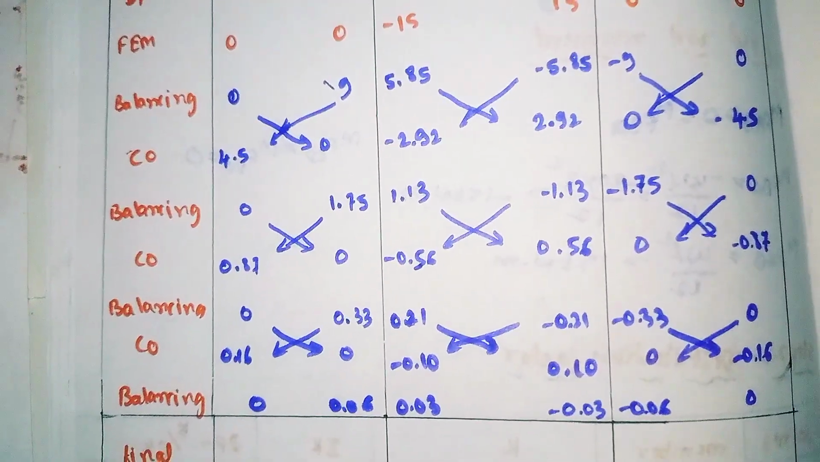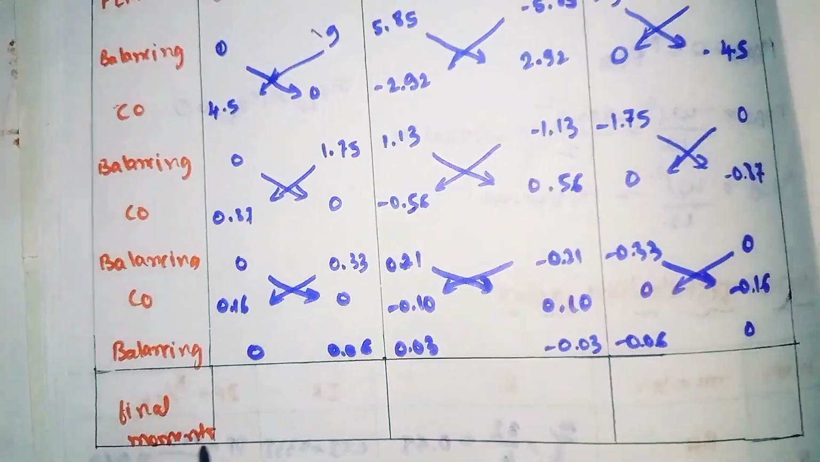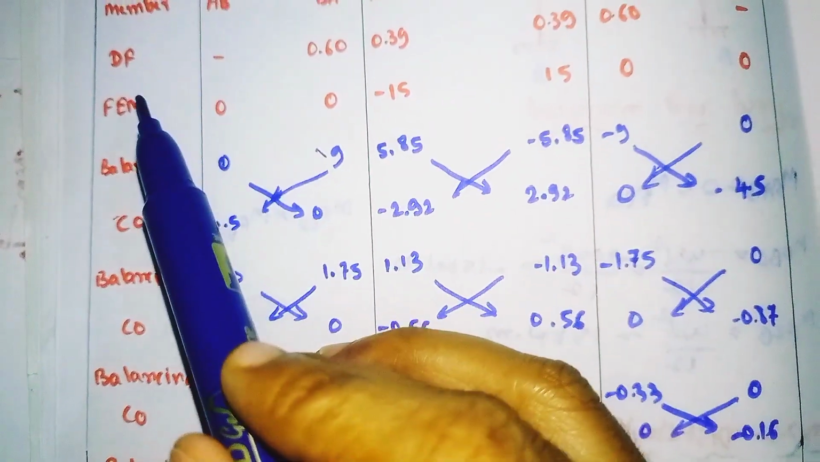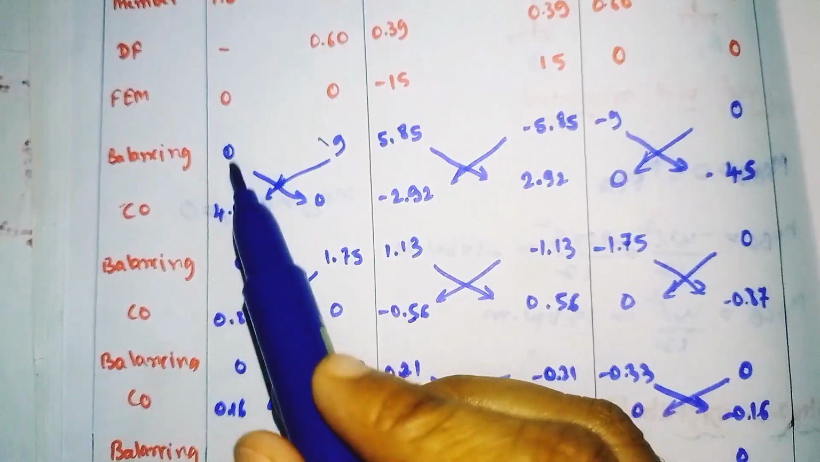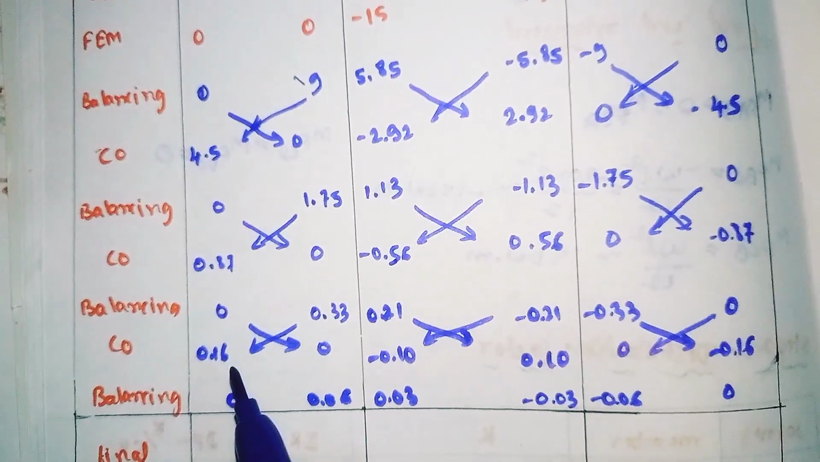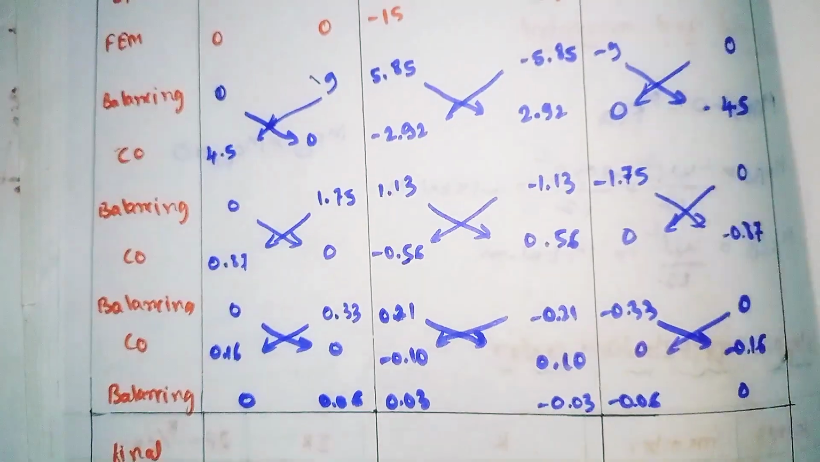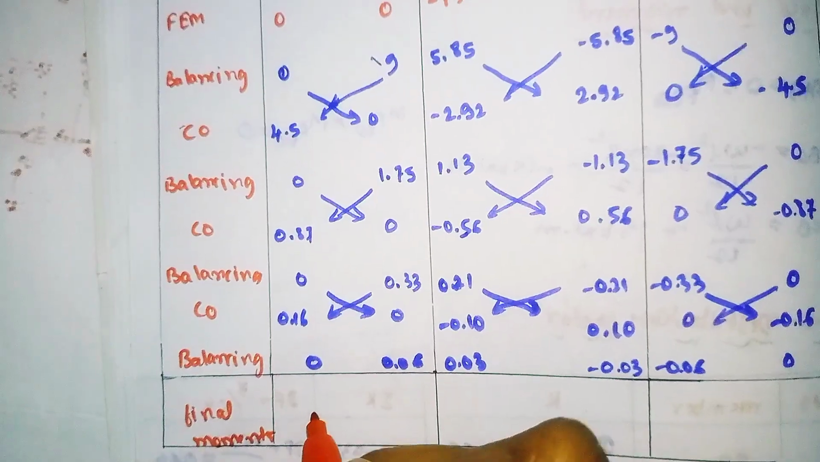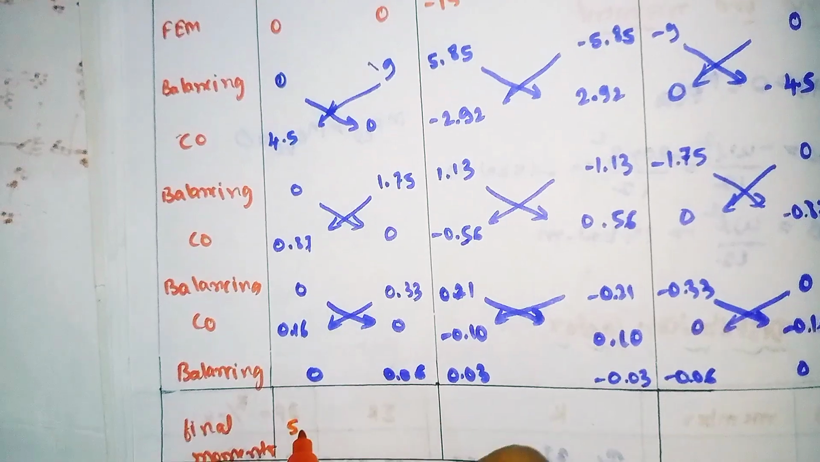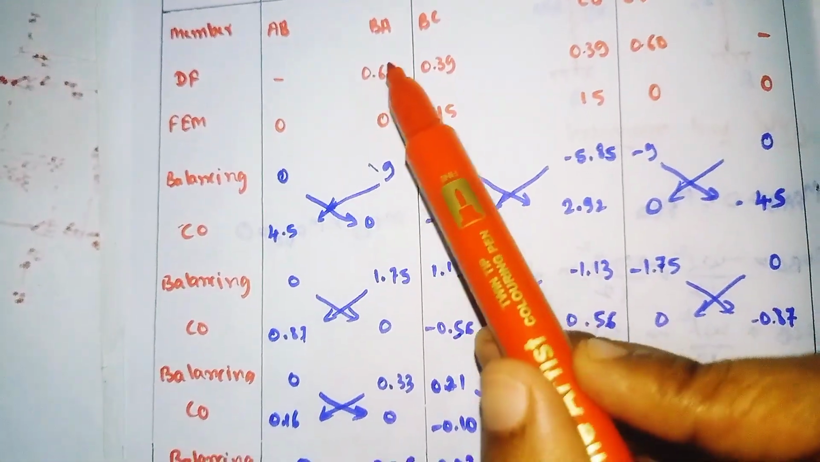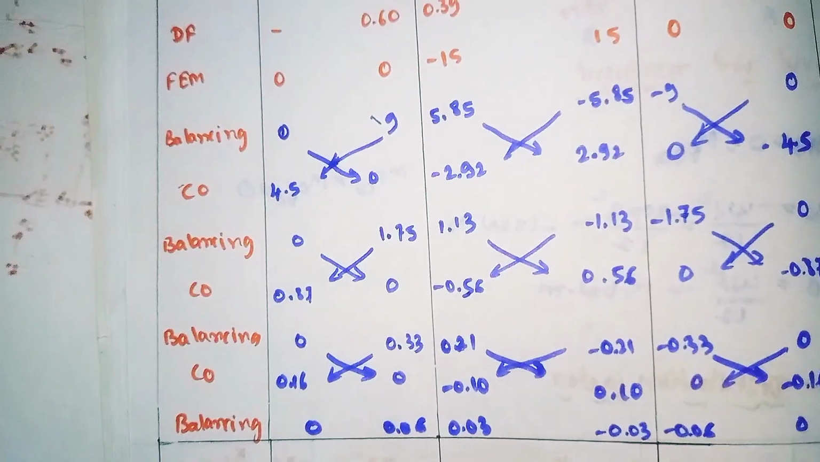So now next what we have to do is we need to find the final moment. It means we need to add these values, except the distribution factors. Now I am adding, that is 0.45 and 0.87, 0.16. If we add this, we'll get the final answers. Yeah, maybe we get 5.53.